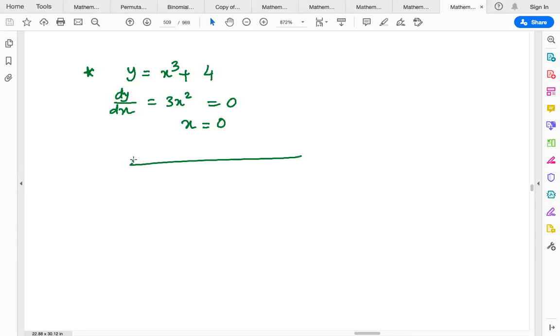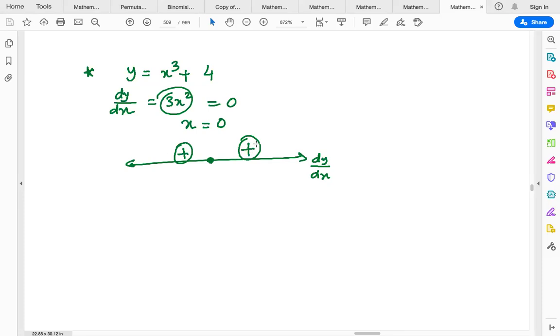Now, when I draw the sign diagram for the derivative, dy by dx, I notice that here my slope is not changing. If I take minus 1, it is positive 3. And if I take even plus 1 and input it in the derivative, it is coming as positive. So I'm getting the derivative 0, but the signs on both sides of that point are actually the same.